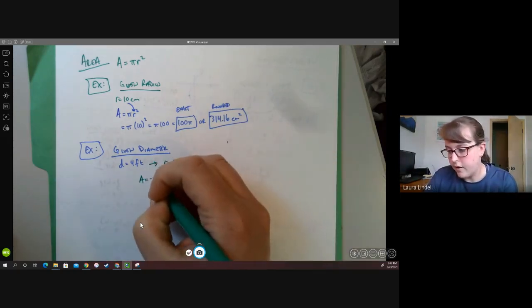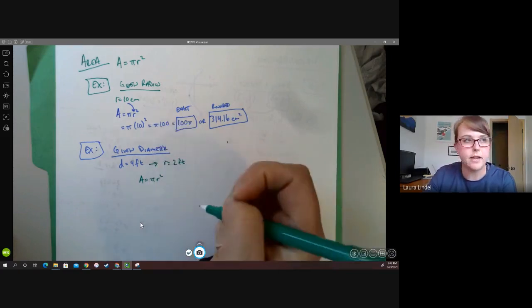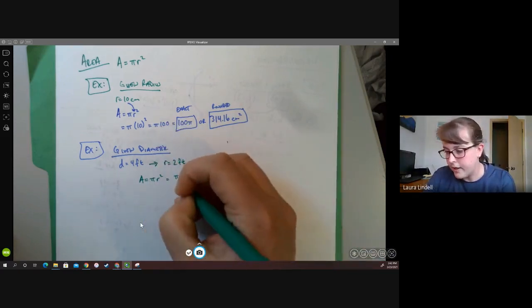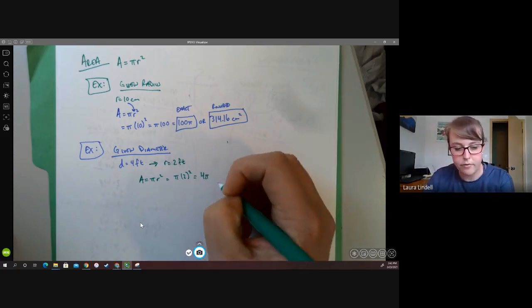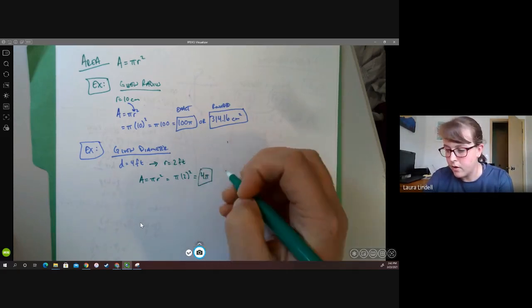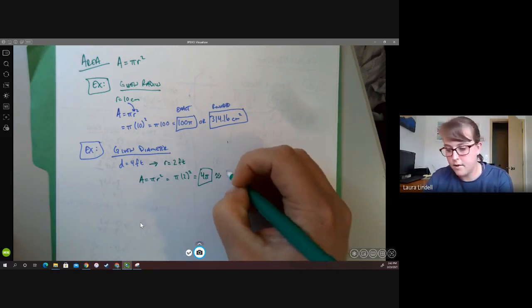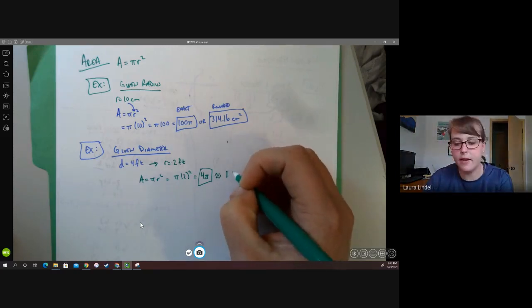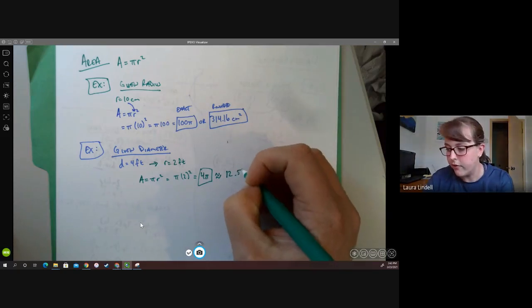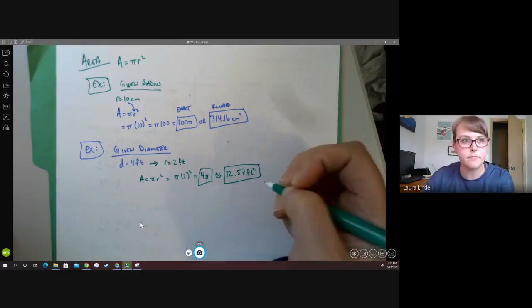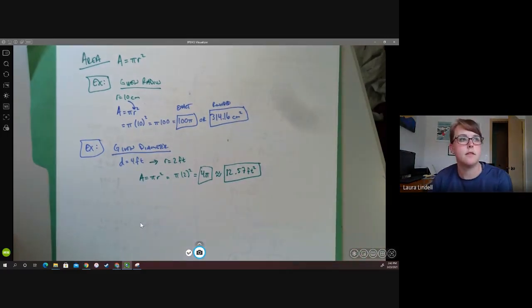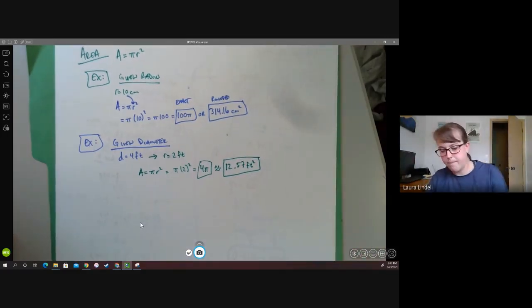And we know area is pi r squared, and it becomes just like the one that we had above. Pi times 2 squared, which is 4 pi if we're doing exact form. Or if you type 4 times pi into the calculator, you get approximately 12.57, and this would be square feet. Okay. So those are kind of the two more simple examples.